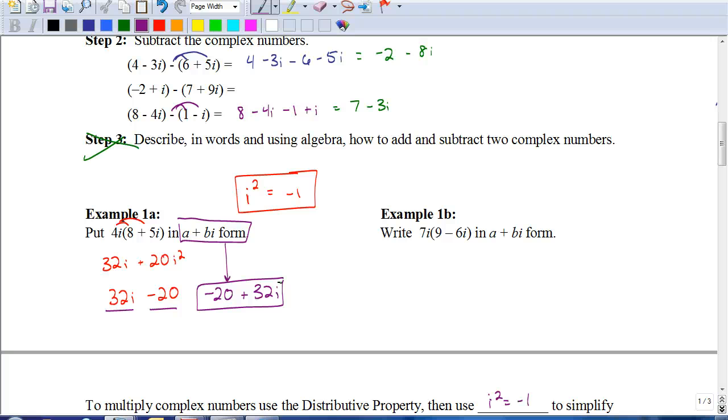Okay guys, why don't you take a minute to work on this next one, where we're going to distribute 7i through to this 9 minus 6i. So why don't you go ahead, pause the video, and hit play when you're ready to check your answer. Okay, so what you should have done here is you should have distributed the 7i through.